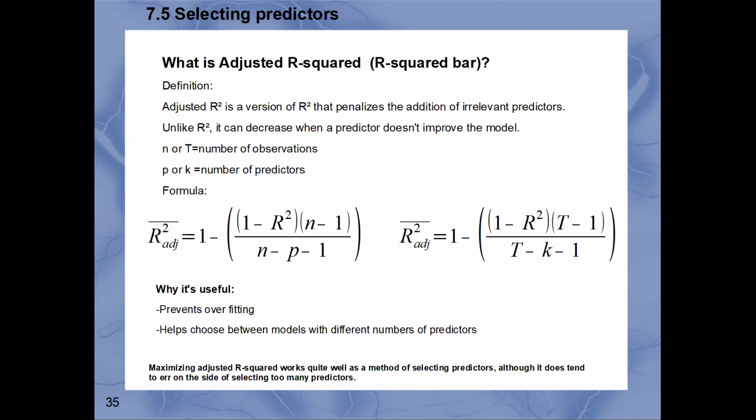So we use an adjusted R squared value. A lot of times it's written as R squared bar. This is a version of R squared that penalizes for the addition of irrelevant predictors.